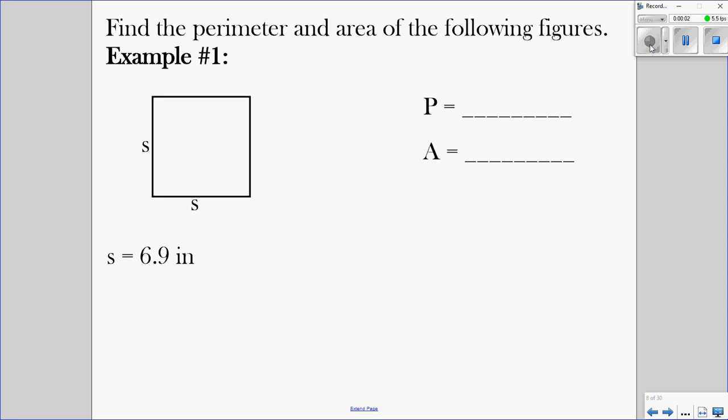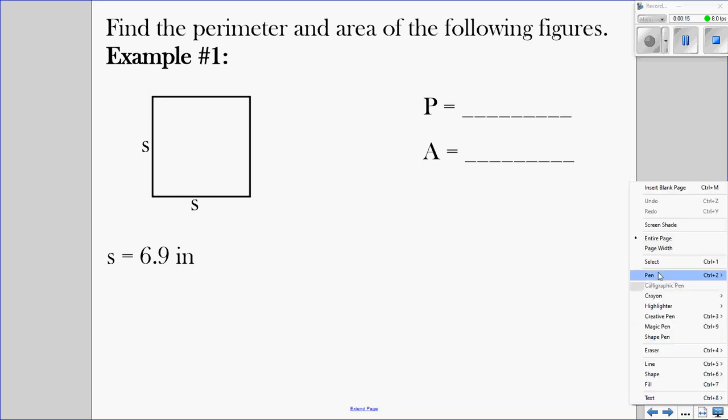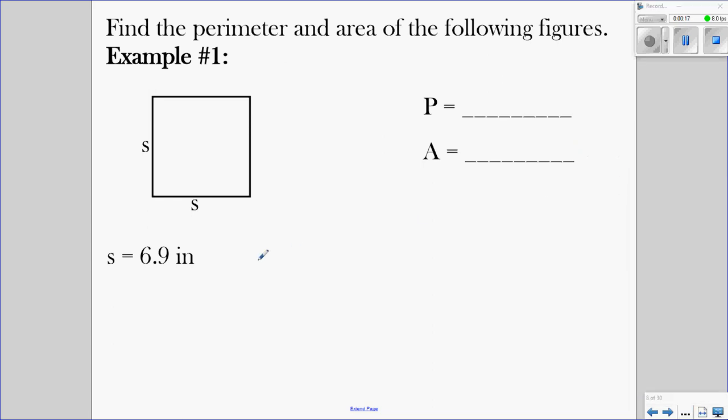Okay, so this is part 2. We're just continuing from where we left off from last time. So as was stated, this is a square. All sides are 6.9. Rather than add in all the sides, since there's 4 the same, you could just do 4 times 6.9. I'm just going to put inches because we need to label. So then you do 4 times 6.9, and you would get 27.6 inches as your perimeter.